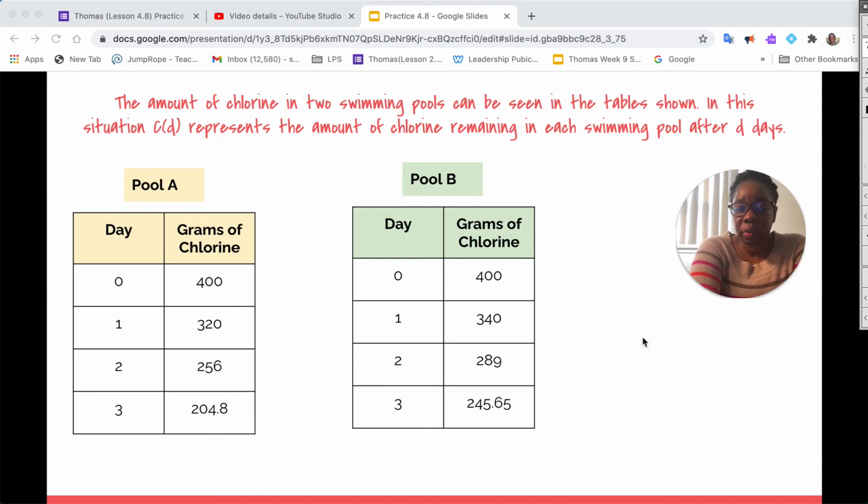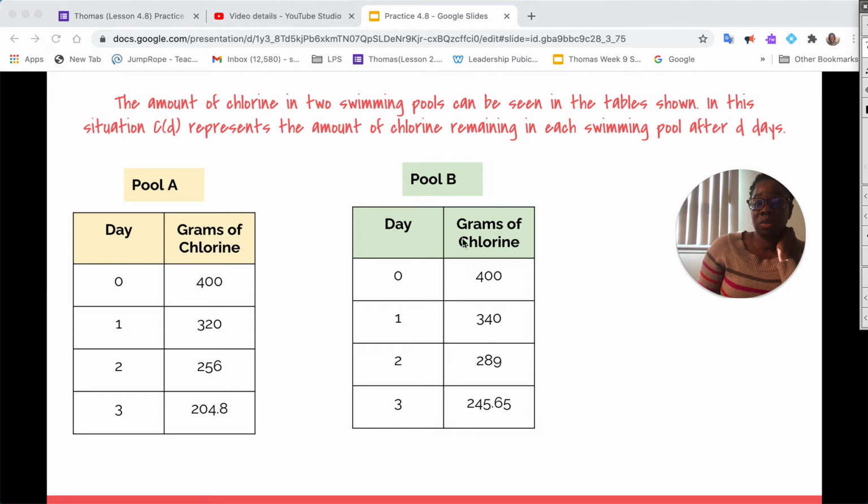Okay, so this question says the amount of chlorine in two swimming pools can be seen in the table shown. In this situation, C of D represents the amount of chlorine remaining in each pool after D days. So, one of the questions we were asked is to write the equation that represents the remaining chlorine in each pool. And then also we are to determine which one has the smaller remaining value of chlorine and what that means in this context.